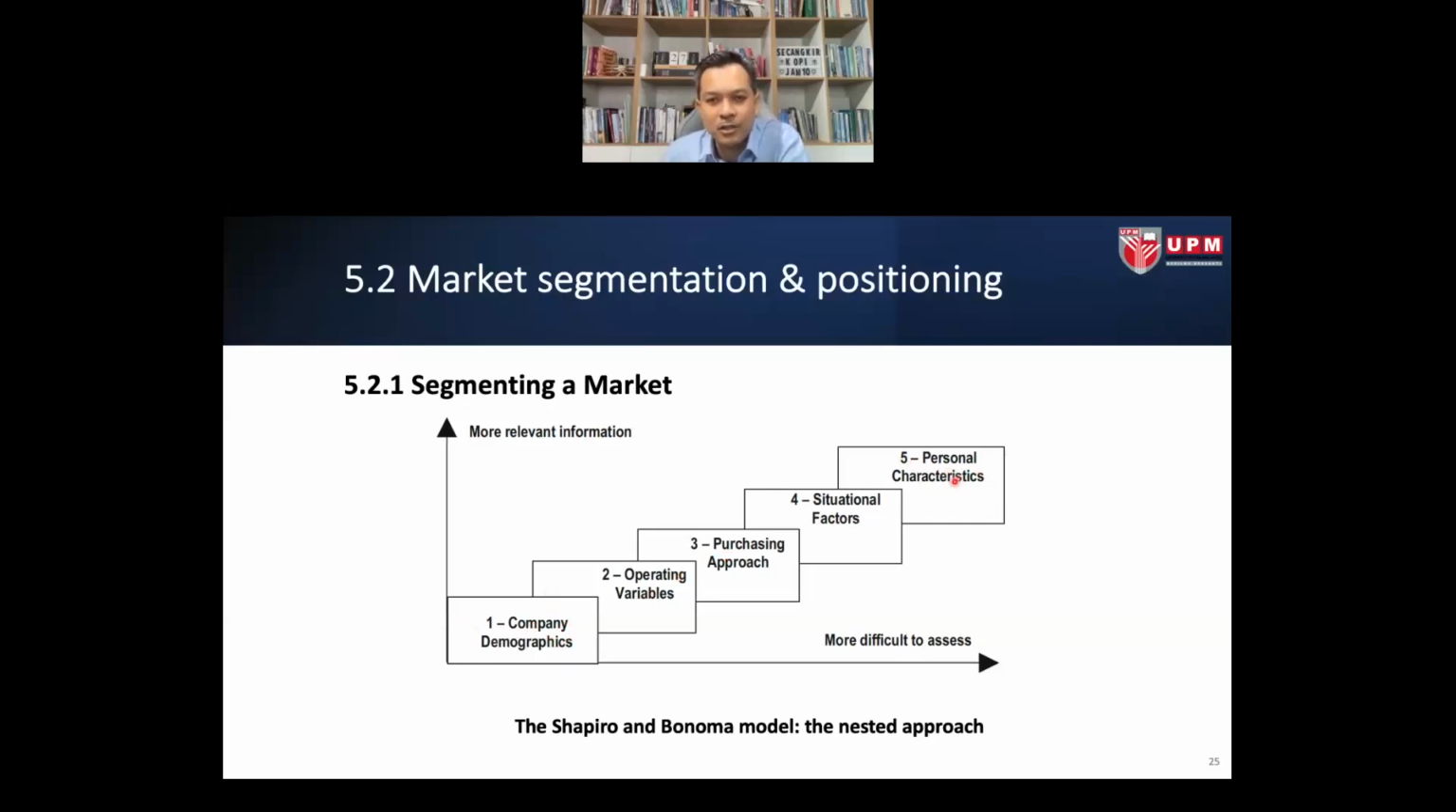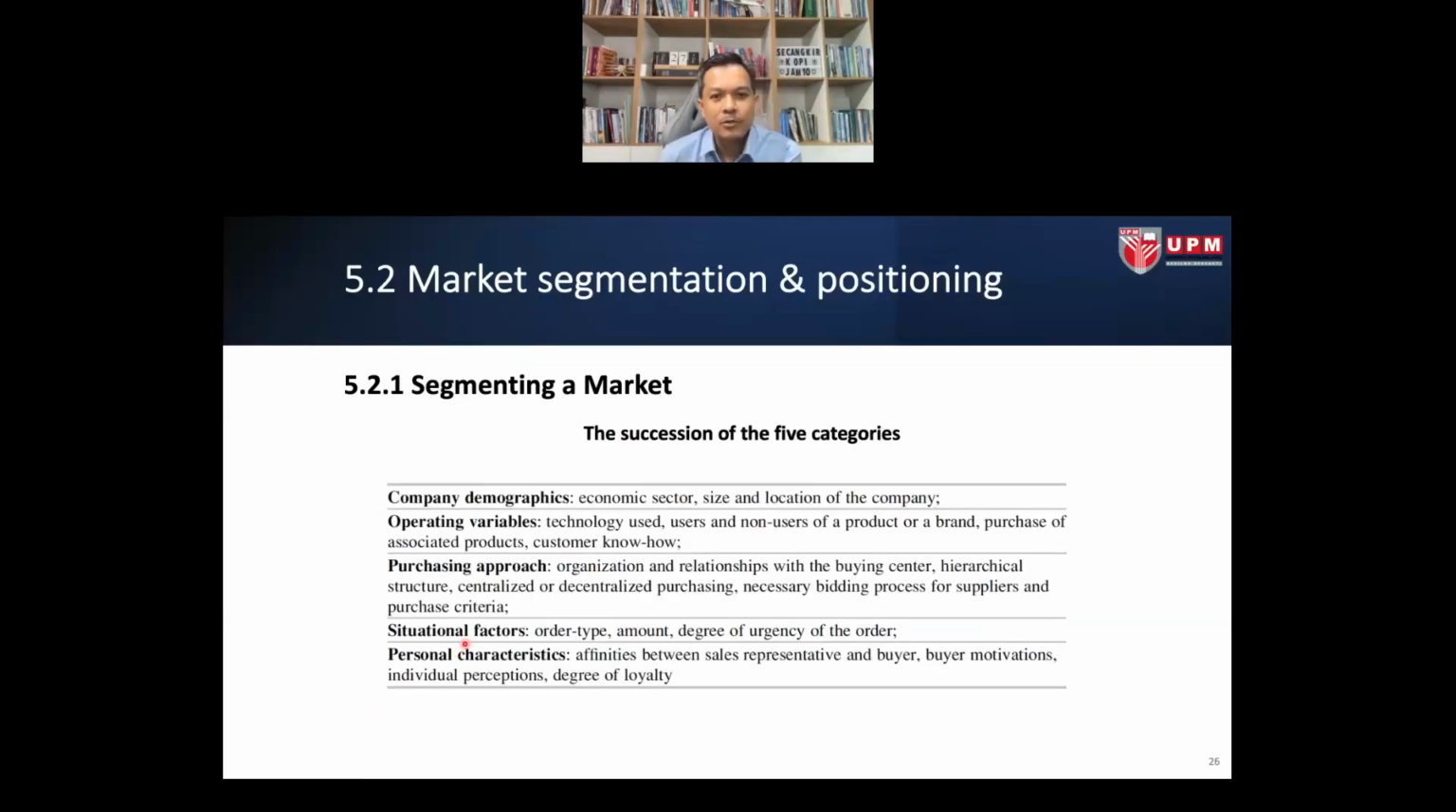So once you have a customization, you know what the customer really needs, and you can basically sell the product to the customer. So the succession of segmenting a market is divided into 5 categories, right? As shown in the previous chart just now. Company demographic such as economic sector, size, location of the company; operating variables like technology use, user and non-user of product or brand, purchase of associated product, customer know-how; purchasing approach, organization and relationship with the buying center, hierarchical structure, centralized and decentralized purchasing, right?